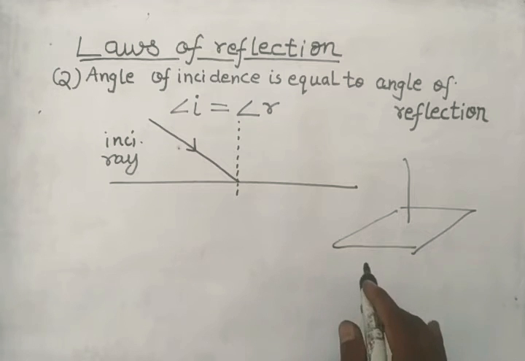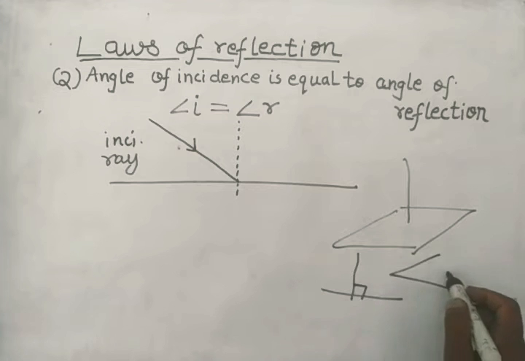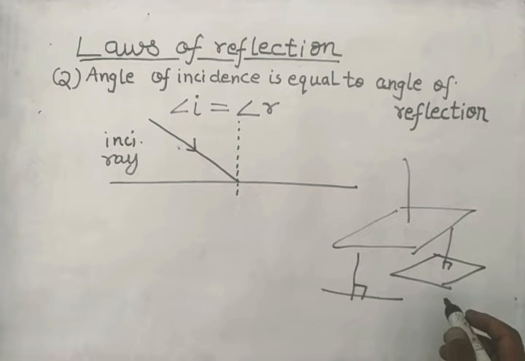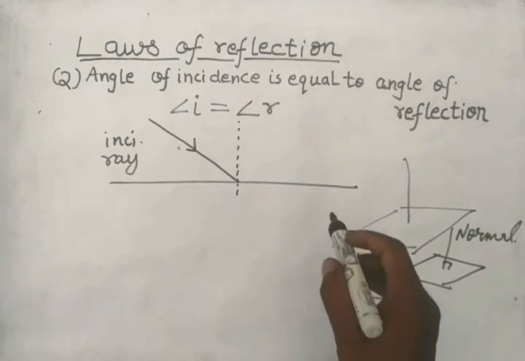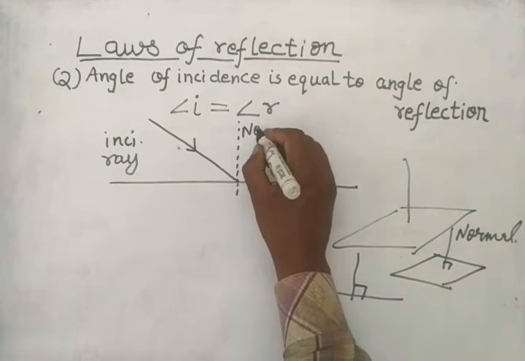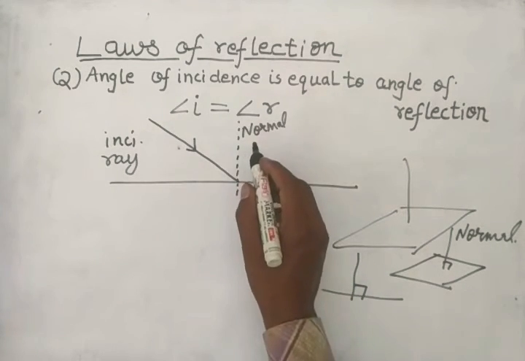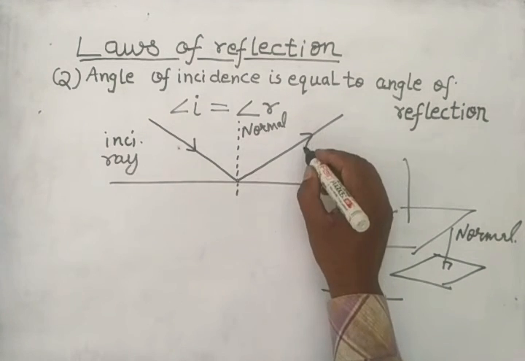I hope it is clear that if any other line is making 90 degrees onto a line, it will be called perpendicular. And in the case of a surface, if this line makes 90 degrees with that surface, then this line will be called normal. So now this is the incident ray and this is the normal. Few students and few people call it normal ray. It is not a ray, it is just a line which is normal. So this is the reflected ray.